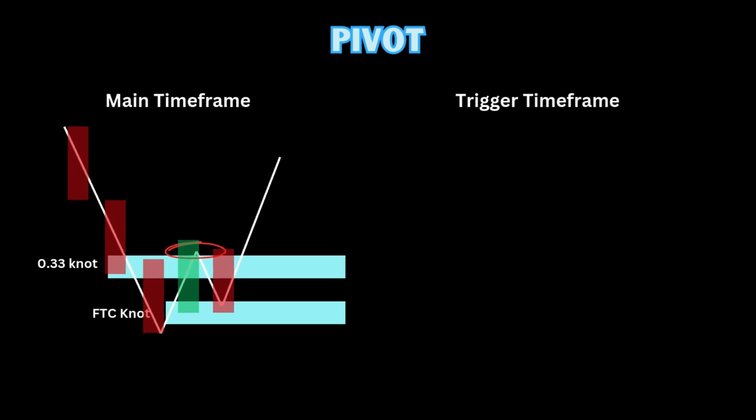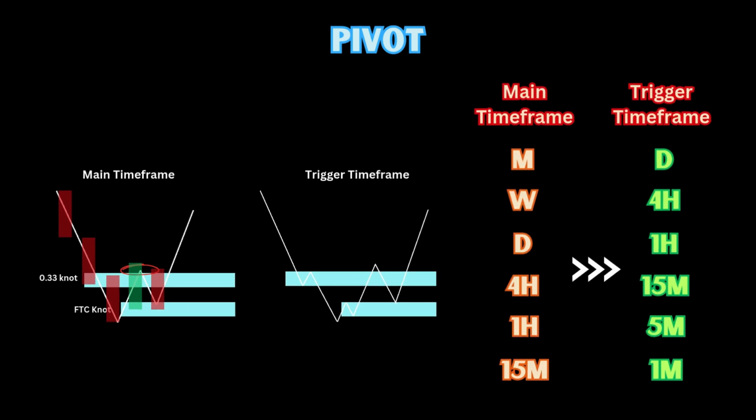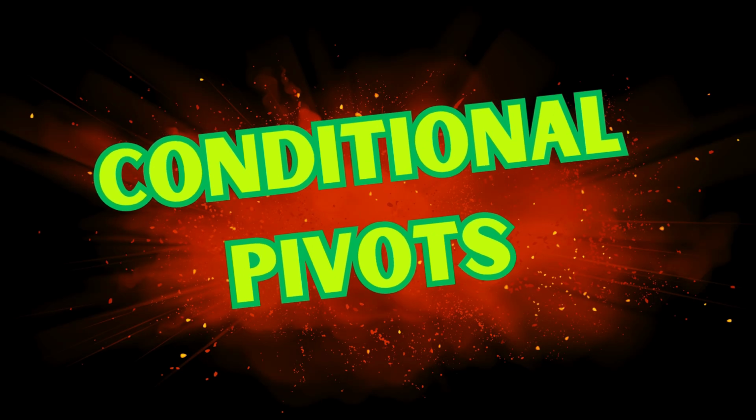The 1/3 knot and the FTC knot are bases or pullbacks visible in the trigger timeframe. The trigger timeframe is 2 timeframes lower than the current timeframe. So far, we've summarized the concept of pivots. Now let's get to the main topic: conditional pivots.